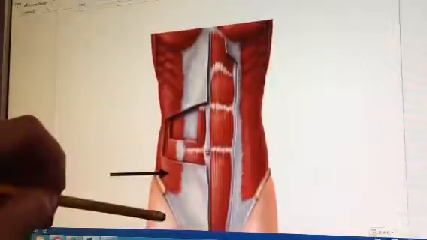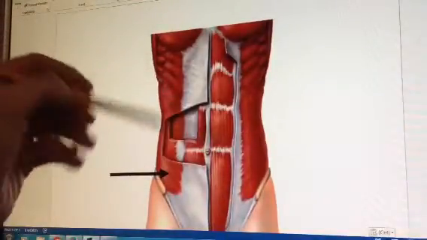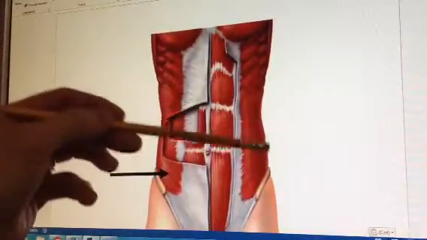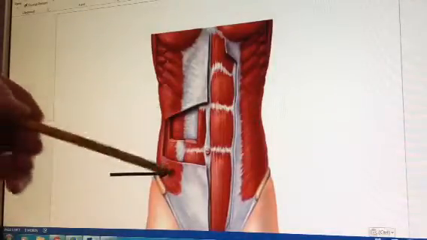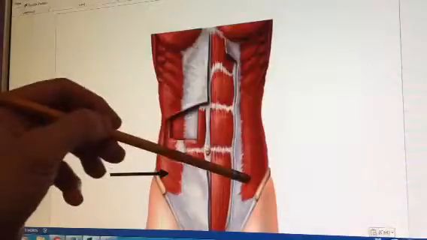And then we come around to the front of the torso. We have the abdominal muscles. The most superficial muscle are the external obliques. They're on the sides here. They come down at an angle. External obliques, and allows us to compress the abdomen.